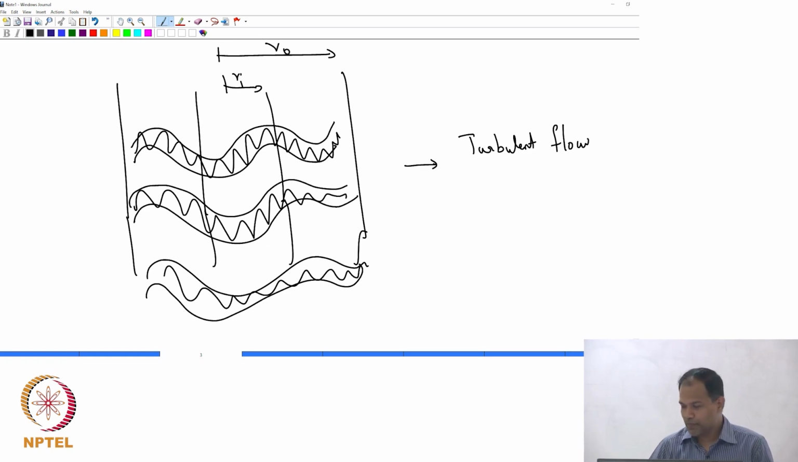So, there are 2-3 points that I want to drive from here. One is that we keep making assumptions, right? We say, oh, I will take del by del theta to be 0, I will take my u r to be 0.